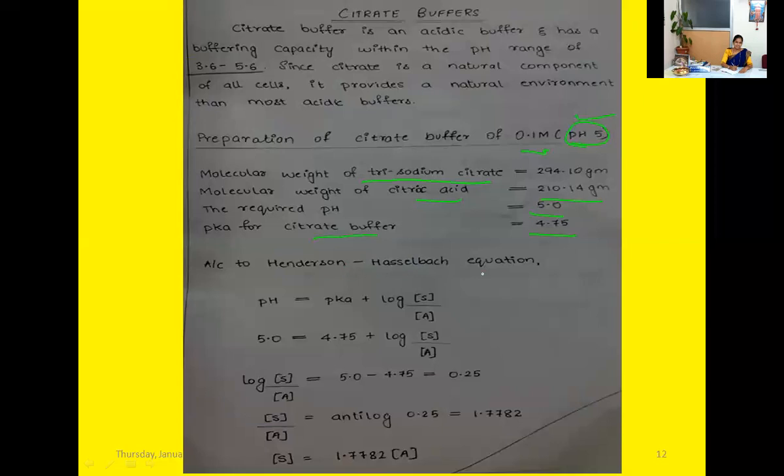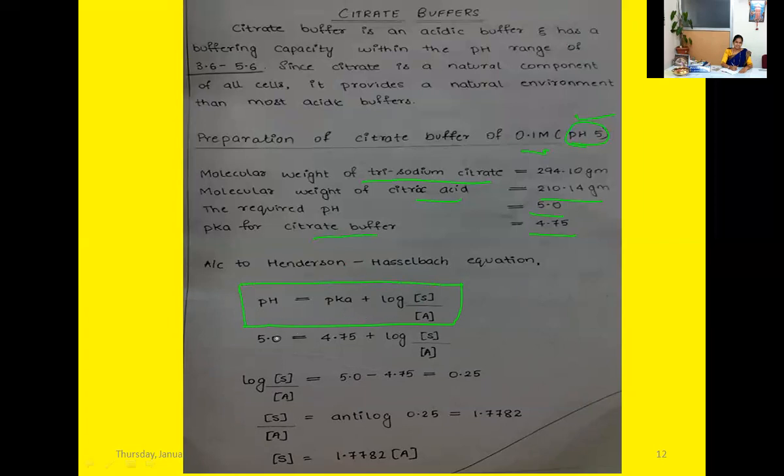According to the Henderson-Hasselbalch equation, pH is equal to pKa plus log salt by acid. Whenever you write any kind of formula, please put that in the box. Okay, so that looks really great. So this is the formula.